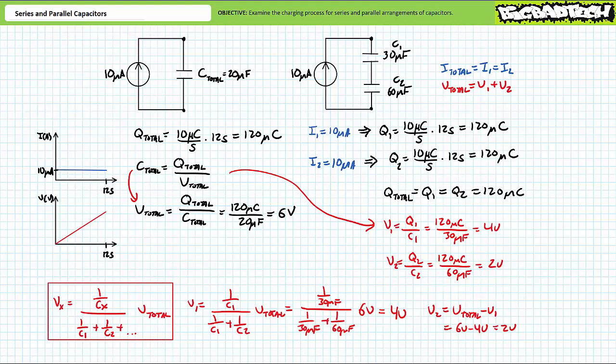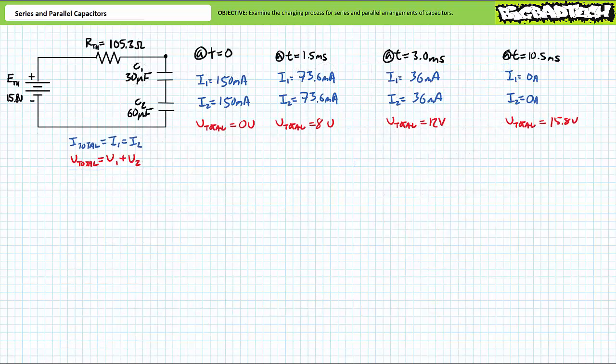This relationship works for this simple circuit employing a constant current source, as well as our original more complicated transient analysis of the complete charging process. Consider our Thevenin's equivalent circuit at t equals 0, when we know voltage across the initially uncharged capacitors to be 0 volts. V1 equals 0 volts, as does V2. Current through the series combination of initially uncharged capacitors is 150 milliamperes.